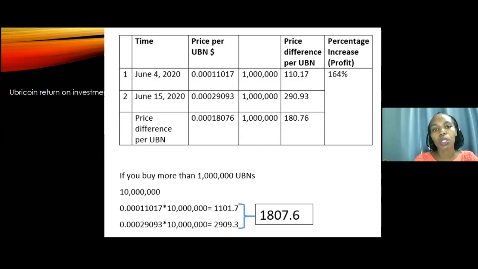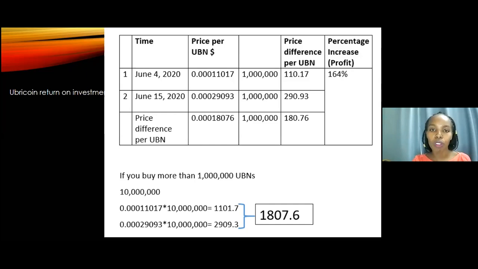So this is the returns on investment, and this is what you want to always look for. You want to always look for the right time to get in the market and the right time to sell if you are an active trader. And for those people we are encouraging to hold their Ubricoins, that is the person who wants the price to go higher than what we have today. This is for people who are active traders who want to be in the market often.